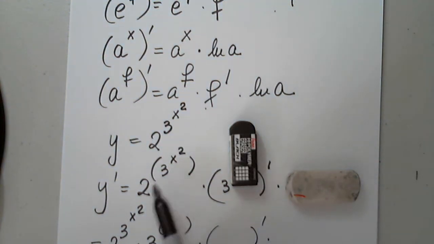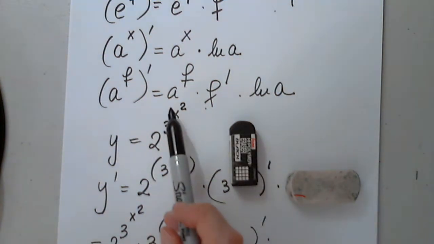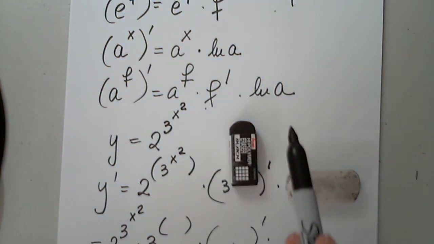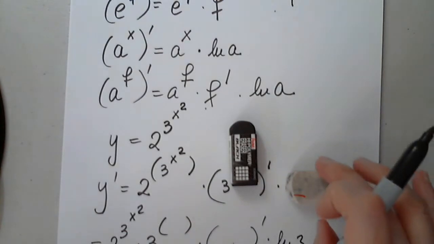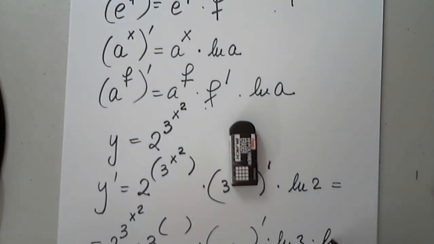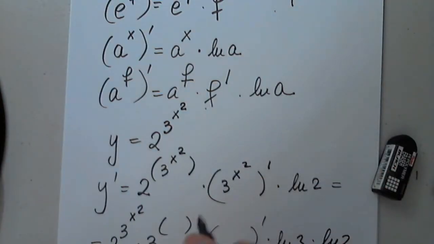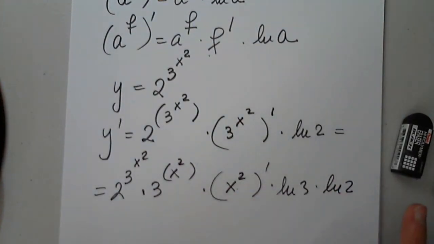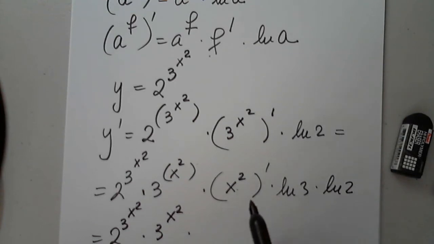One more time. I copy this. 3 to the function prime is 3 to the function times the function prime times natural log 3. Now I have to copy natural log 2, and I have to copy x squared where it belongs. Finally, I need to differentiate this. That's it. So 2 to the 3 to x squared times 3 to x squared times 2x times natural log 3 times natural log 2.